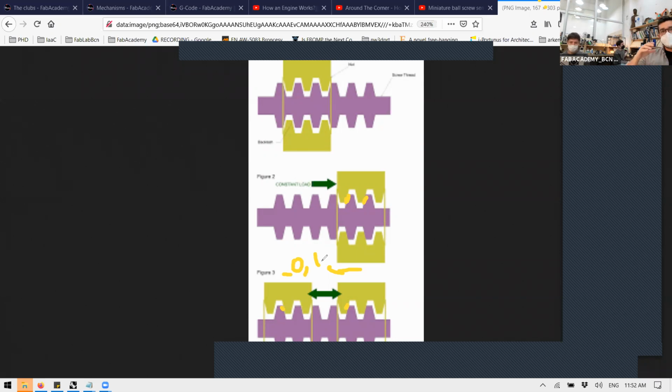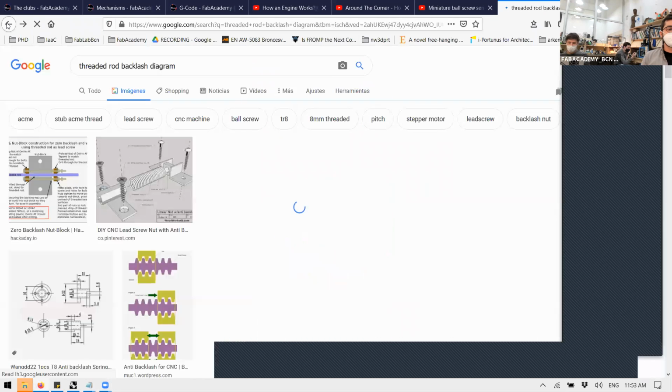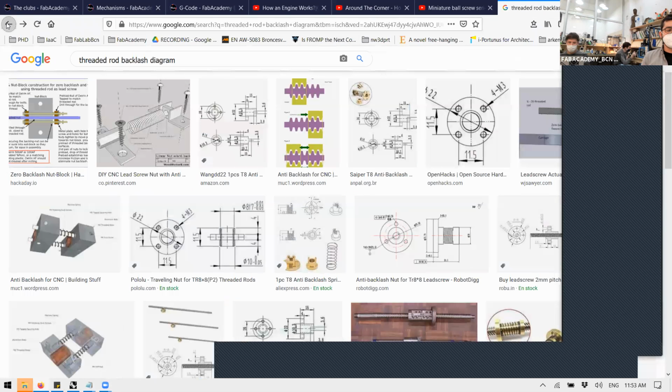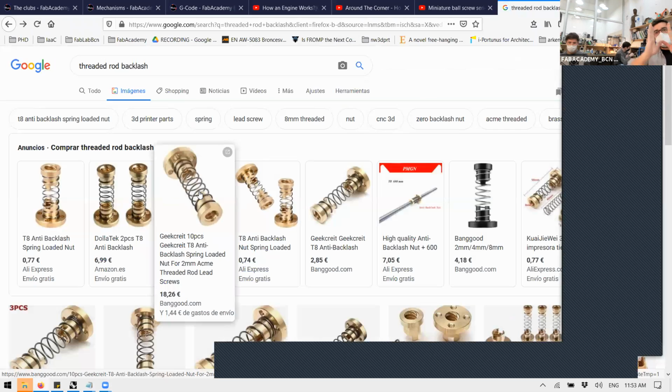So you don't want this. You want to avoid that in all cases. So actually, how you design the nut, you have designs that are like a double nut. Usually they are double nut with a spring. So one side touches one direction, one side touches the other, and we have a spring that accommodates that movement. But that's within threaded rods, where the nut going through these little teeth has this little movement.